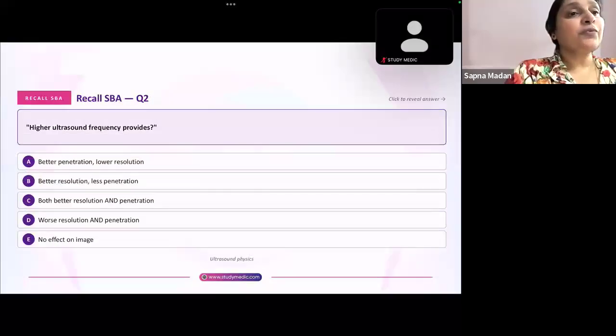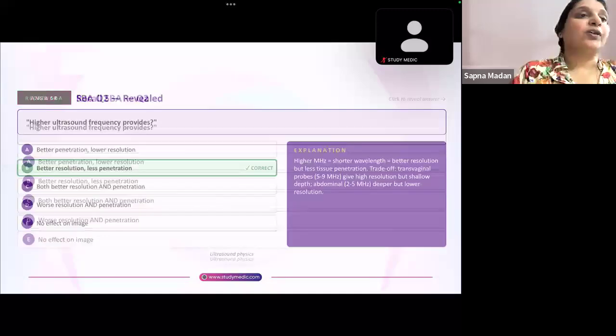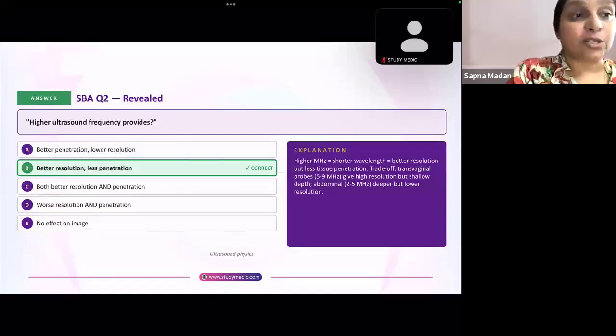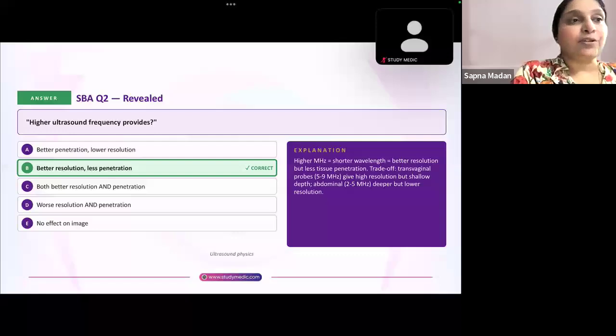Higher ultrasound frequency provides: better penetration or lower resolution, better resolution and less penetration, both better resolution and penetration, or worse resolution and penetration, or no effect on the image. So what do you think the answer is? You can answer in the chat box. Okay, so the answer is it provides better resolution and lower penetration.